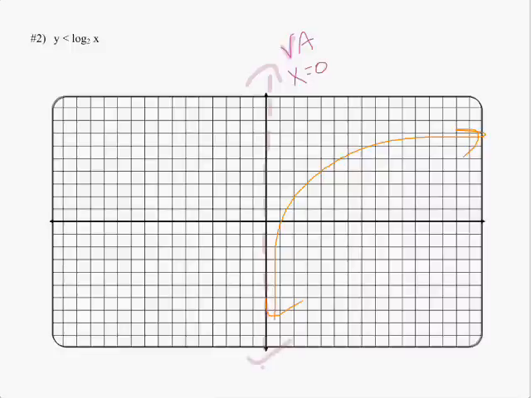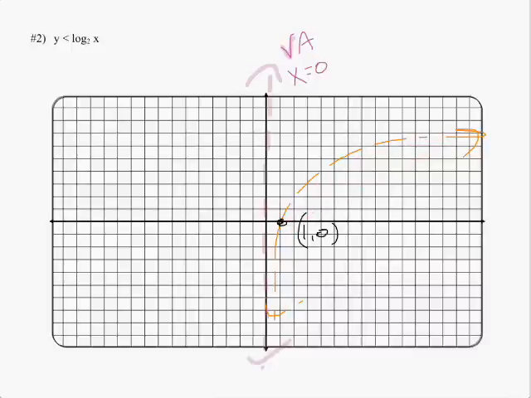It should be dashed since it says less than. That's correct. Should be a dashed curve because it just says less than, does not say equal to. Make sure that you point out where it crosses the x-axis, so (1, 0), and then shade appropriately. It's less than, so it's shaded below.